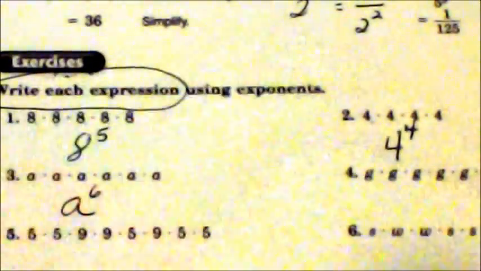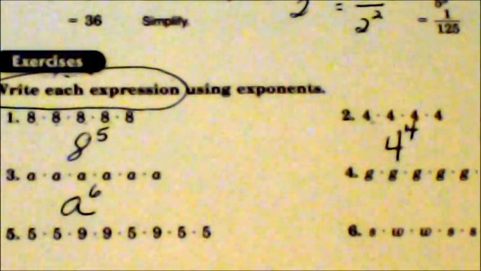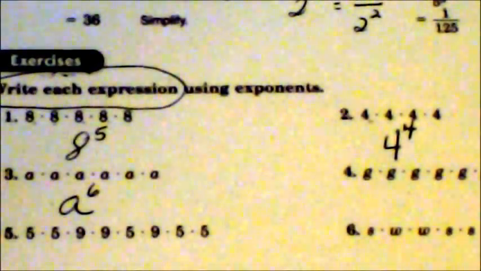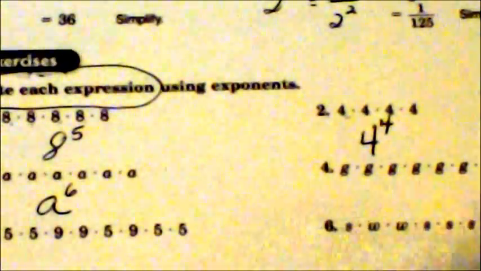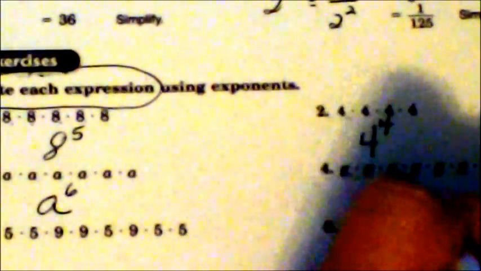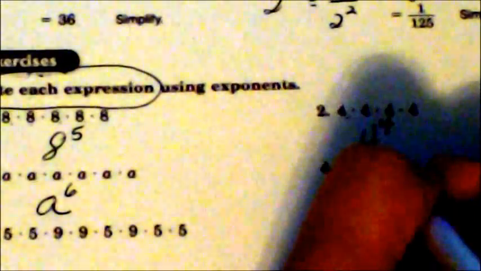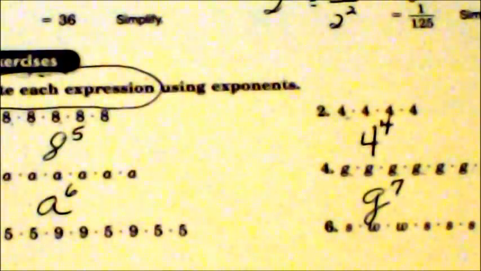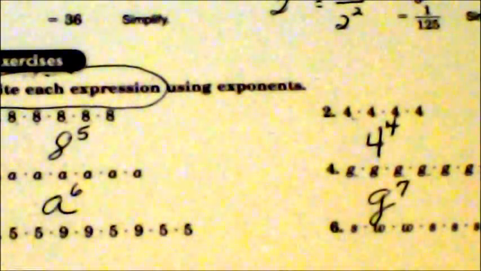Okay, you can do the same thing even if your factors are variables, that doesn't matter. Your base here would be A, that's your factor. How many factors do you have? 1, 2, 3, 4, 5, 6. Okay? Number 4. Get all of it in there. You've got a factor of G. And you have 1, 2, 3, 4, 5, 6, 7 of them. Okay? 5 and 6, you guys are going to do that on your own and bring it to class.